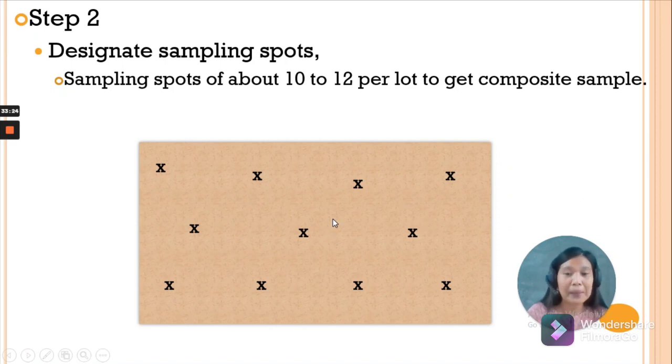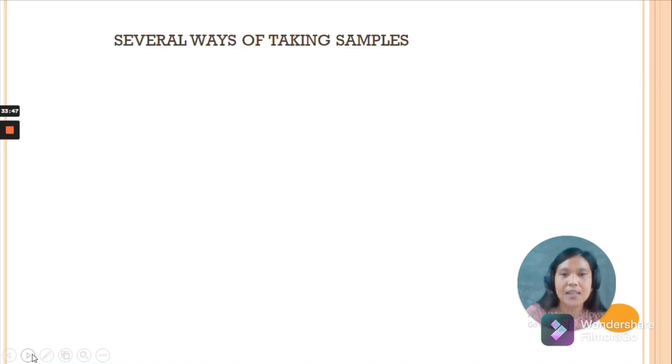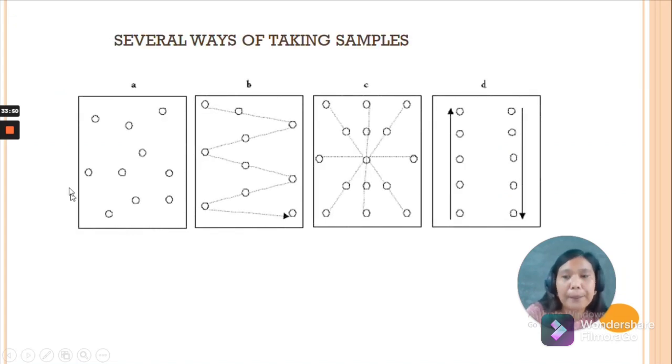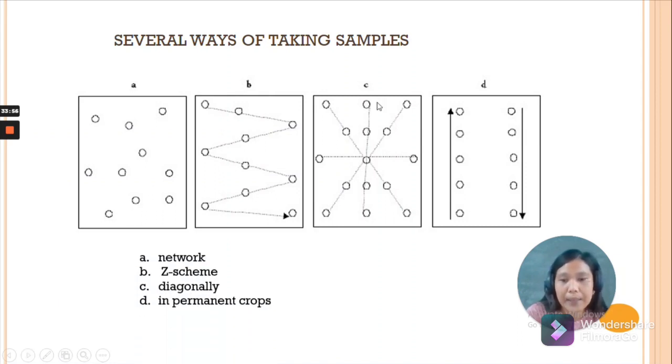This is so there is representation, as in research, where you check the population. The whole field is the whole population, but you take a sample from that lot. Okay? Clear, class? So, there are several ways of taking samples. Number 1, network. Number 2, Z-scheme, diagonal for impermanent crops, and for fruit trees, like so. If you have questions, feel free to ask.